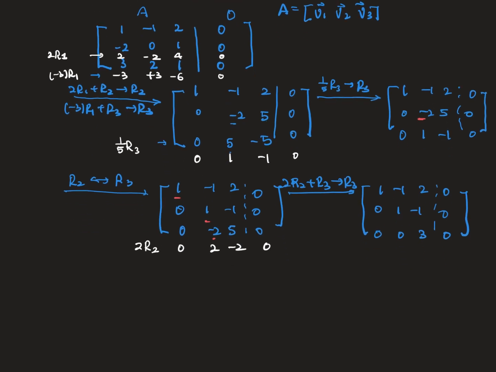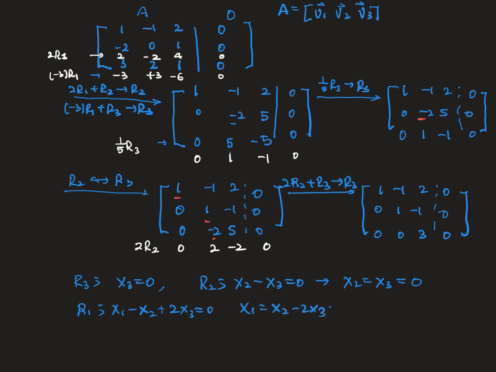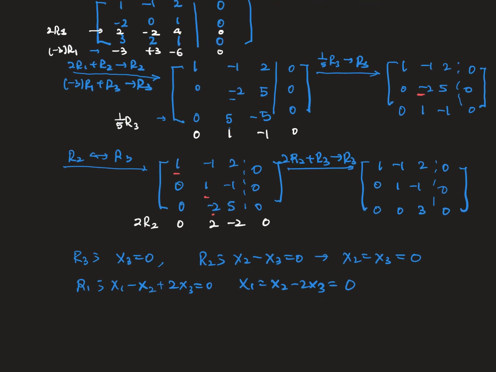Let's check whether there is a non-trivial or trivial solution. Row 3 says x3 equals 0. Row 2: x2 minus x3 equals 0, so x2 equals x3, which is 0. Row 1: x1 minus x2 plus 2x3 equals 0, so x1 equals x2 minus 2x3, which is 0. So x is 0, 0, 0, the zero vector. This is the trivial solution. That's linearly independent.